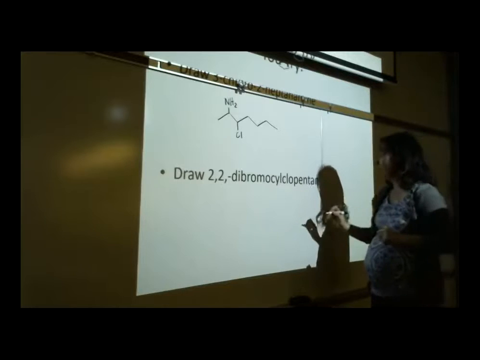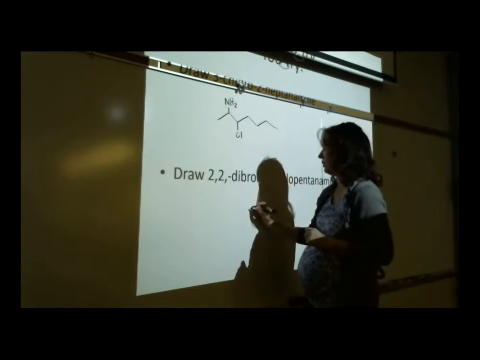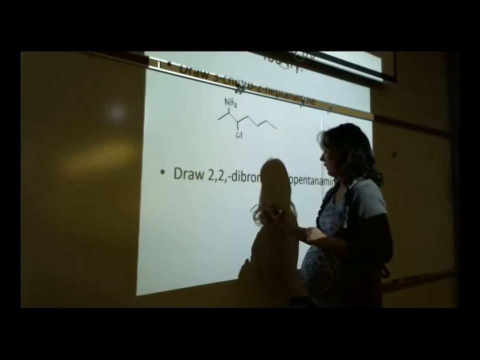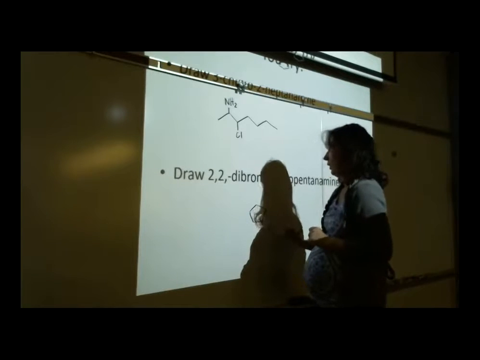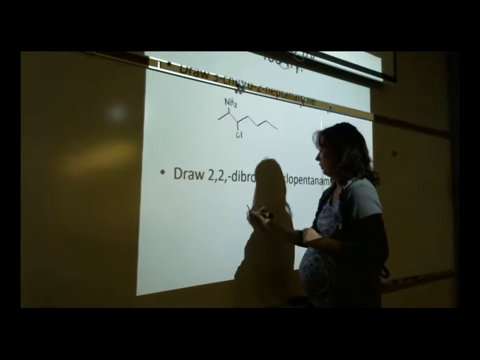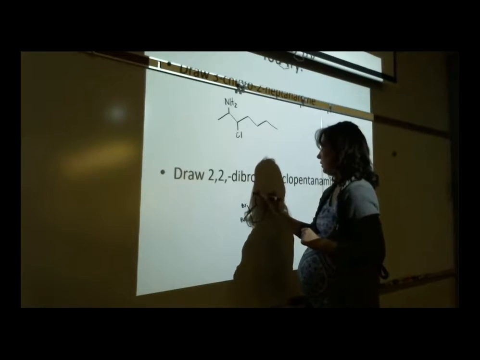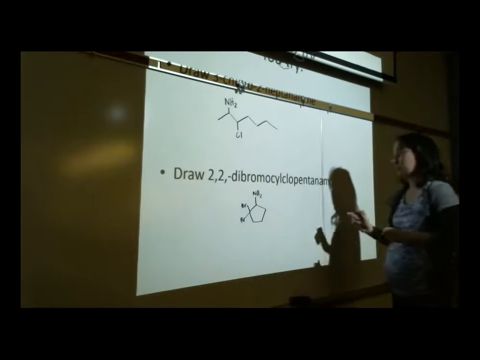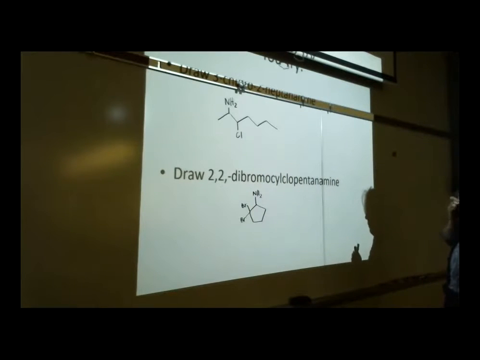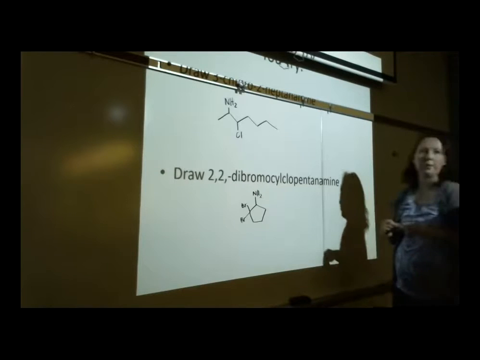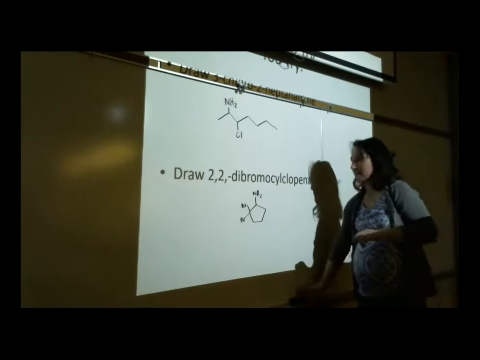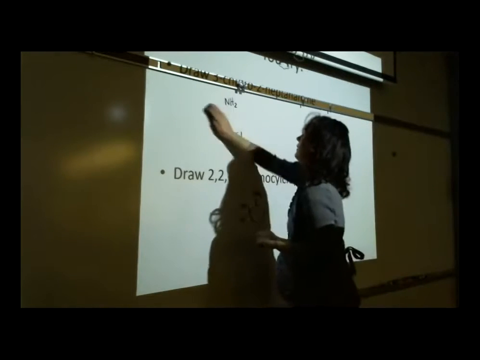Okay, this is a cyclopentanamine, so how many carbons are in the ring? 5-carbon ring. And 2,2-dibromo. And then NH2. We good on that one? Okay.